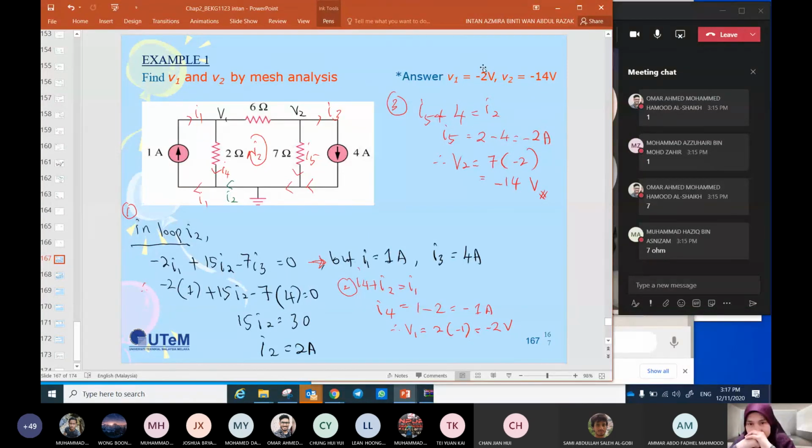Same calculation for V2. Okay, we apply KCL at this node. We name this current I5. This is I3, or 4 amp. Here is I2. Okay, so I5 plus 4 is equal to I2. I5 is equal to I2 minus 4, which is 2 minus 4 equal to minus 2. So V2 is equal to 7 multiplied by minus 2, equal to minus 14.